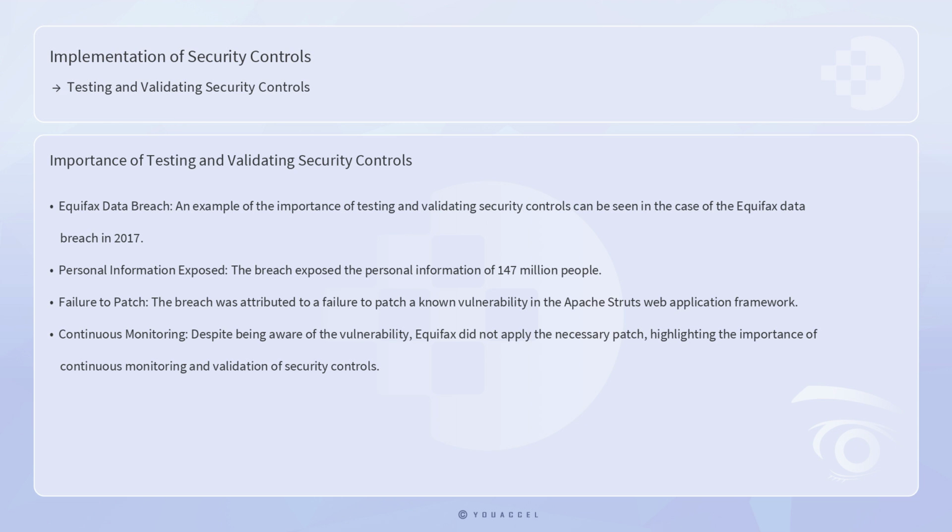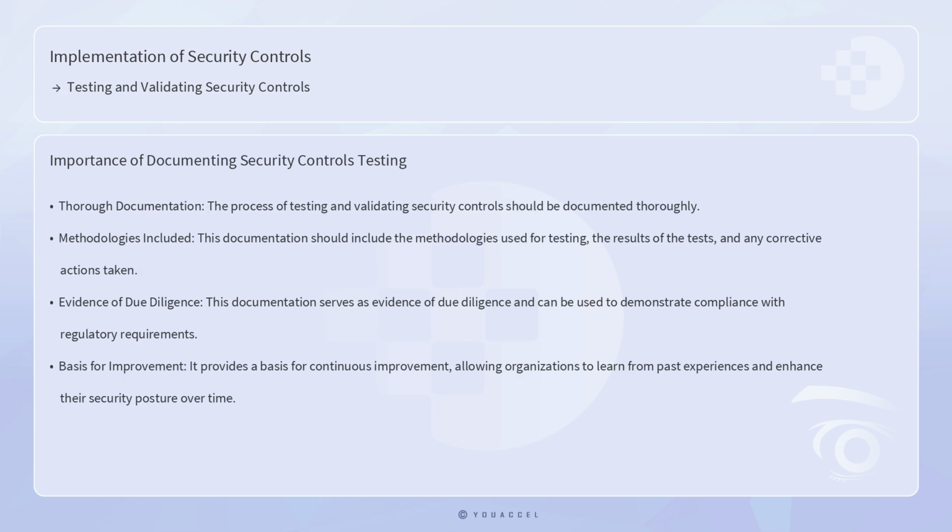An example of the importance of testing and validating security controls can be seen in the case of the Equifax data breach in 2017. The breach, which exposed the personal information of 147 million people, was attributed to a failure to patch a known vulnerability in the Apache Struts web application framework. Despite being aware of the vulnerability, Equifax did not apply the necessary patch, highlighting the importance of continuous monitoring and validation of security controls.